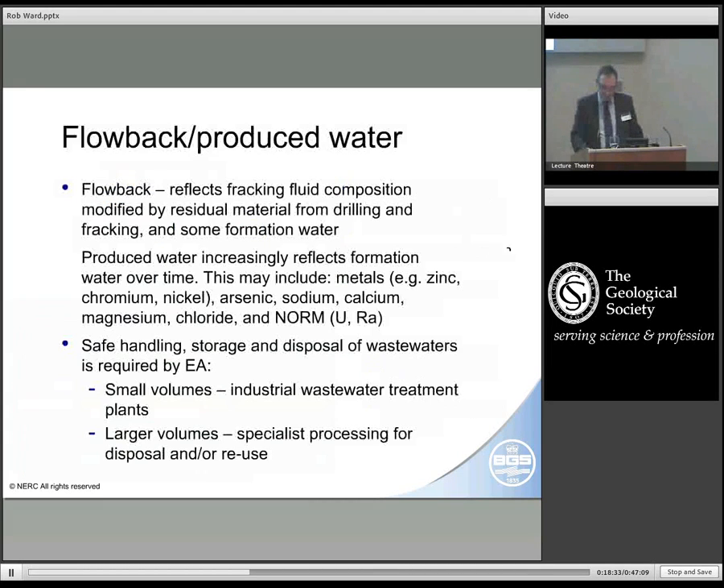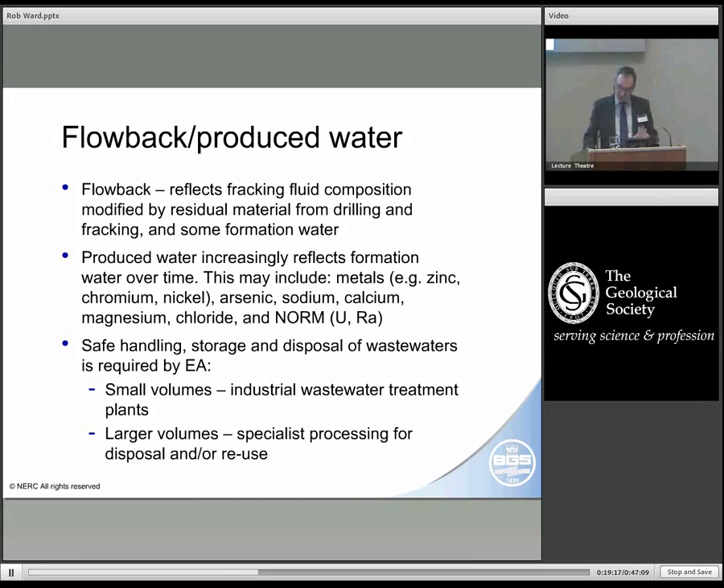Now, in terms of the flowback and produced water, once the fracking fluid is injected and the pressure is released, we then get the flowback water, which effectively reflects the composition of the fracking fluid, but it's also modified by the return to the surface of some of the residual materials from the drilling operations, and also materials from the formation itself into which the fracking has taken place. And over time, the composition will shift as the flowback water, which reflects very much what has been injected, reduces, and that is replaced increasingly by a large proportion of formation water, which reflects what is in the subsurface in that fracking area.